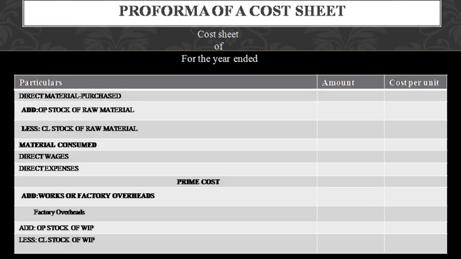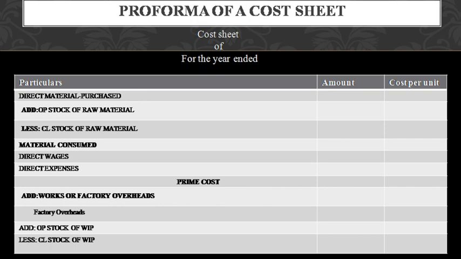Now here comes the pro forma of the cost sheet. Here we see the title, cost sheet of, the name of the concern for which we are preparing the cost sheet, and for the year ended, that means the accounting period for which we are preparing. The first concept which comes in is direct material, that is raw material consumed. How do I find that out? Direct material purchases plus opening stock of raw material minus closing stock of raw material results in material consumed.